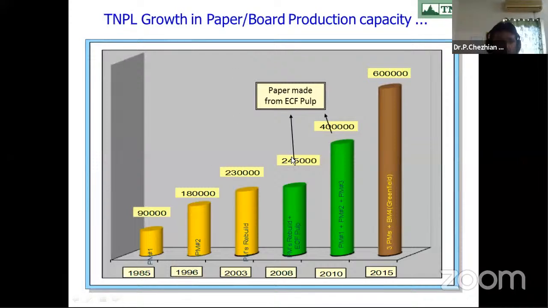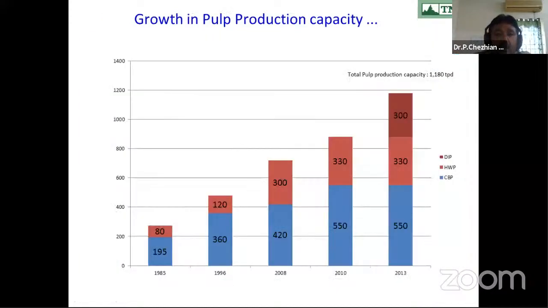This is our growth. Initially the capacity was 90,000 tons per annum, and later the mill expansion plan took it to 1.8 lakh tons, and in 2003 to 2.3 lakh tons. Then we increased to 2.45 lakh tons per annum, and again in 2010 to 4 lakh tons per annum. With mill expansion in 2015 we reached 6 lakh tons per annum. This is our pulp capacity growth. In 1985 our requirement was only 195 tons per day, in 1996 it was 360, and now we need 1,200 tons of pulp every day.